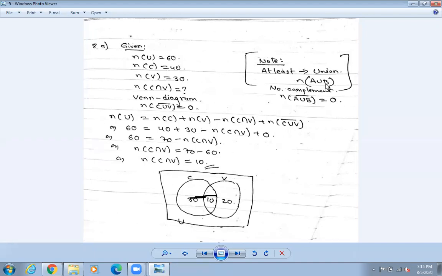And A union B. What is the formula of A union B? NA plus NB minus A intersection B. There was no complement. Do you remember the formula of union or not? Okay, there is no complement. That means complement is 0. There is no complement. Okay, so NU is 60, NC is 40, NV is 30. Intersection nothing. Okay, so it is not given right now, and complement is 0. Complement is 0. Numbers, so 30, 40, 70 plus 0, 70.